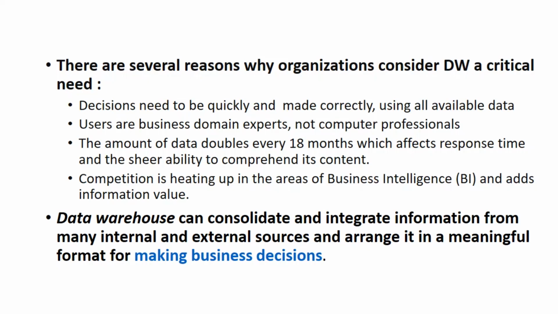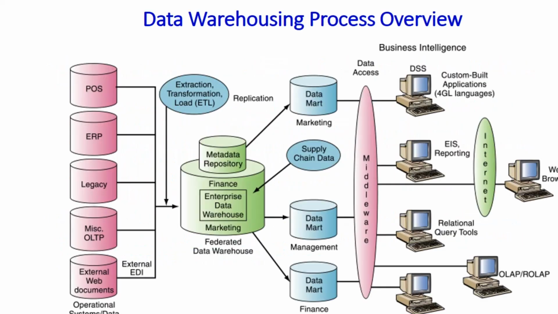So, a data warehouse can consolidate and integrate information from many internal and external sources and arrange it in a meaningful format for making business decisions. Now, this slide is important. Why? Because it gives you an entire picture of the data warehousing process, just like an architecture of a data warehouse. You see the point of sale, the ERP terminal, the legacy system, the OLTP systems, and the external web sources such as spreadsheets, etc. These are nothing but operational systems, also called OLTP systems. So these are the external sources, or could be internal sources also.